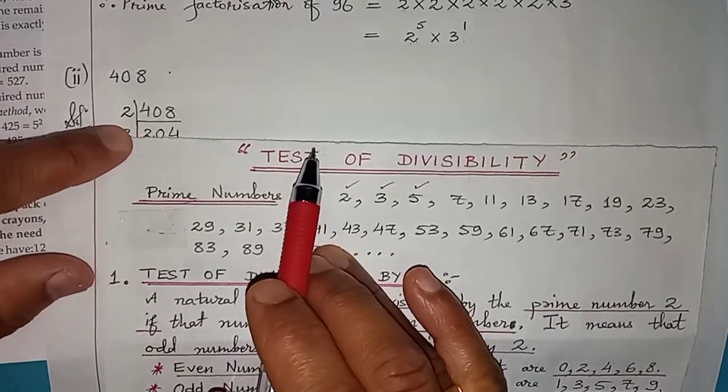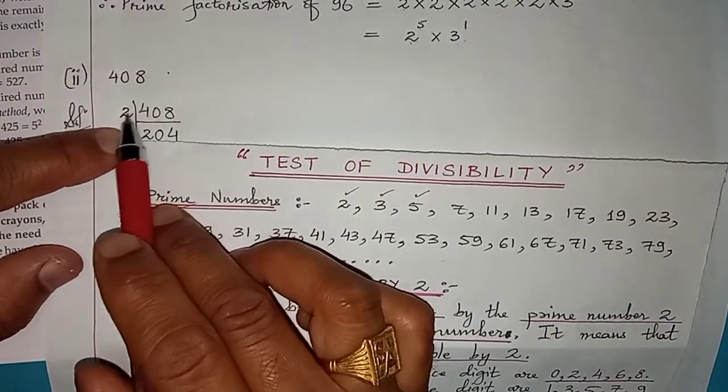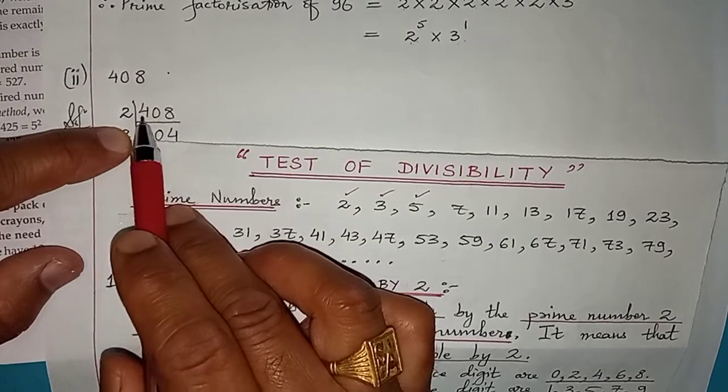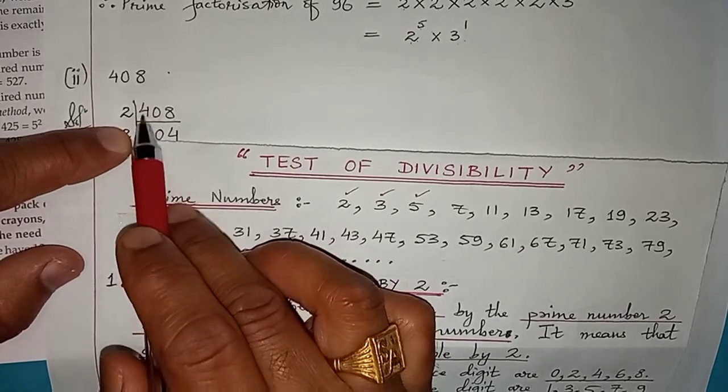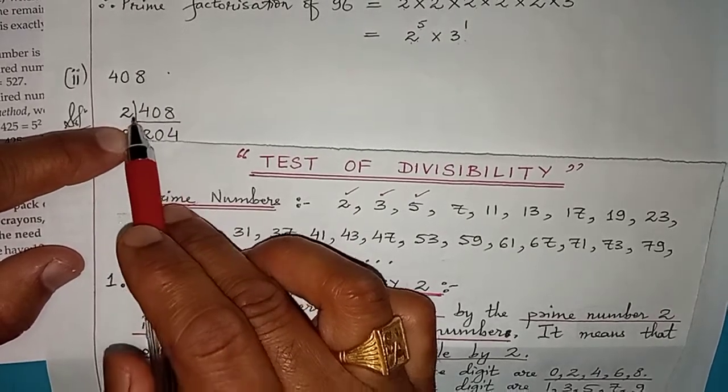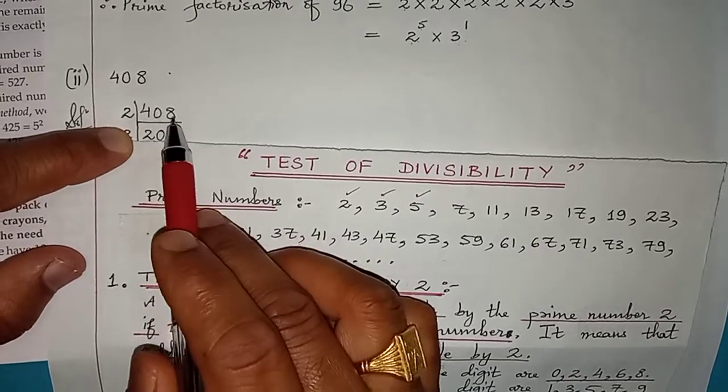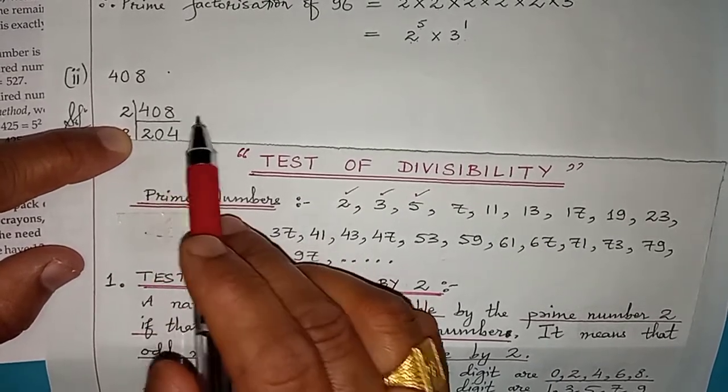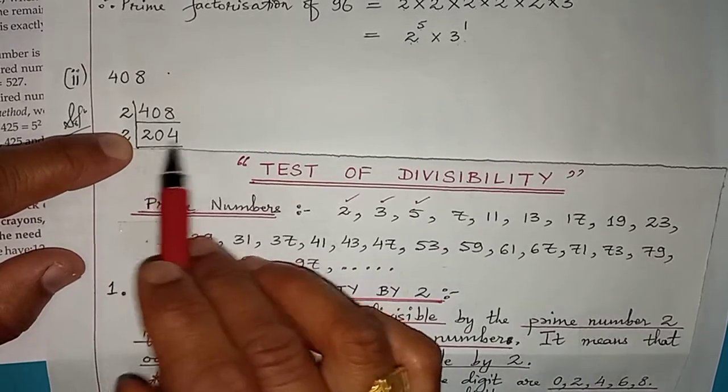So now let's see. First take only 4 because it is bigger than 2. 2 2s are 4. 4 minus 4, 0. Now it's only 0's turn. 2 zeros are 0. And it's only 8. 2 4s are 8. Okay. Now again see. Now we have got 204.